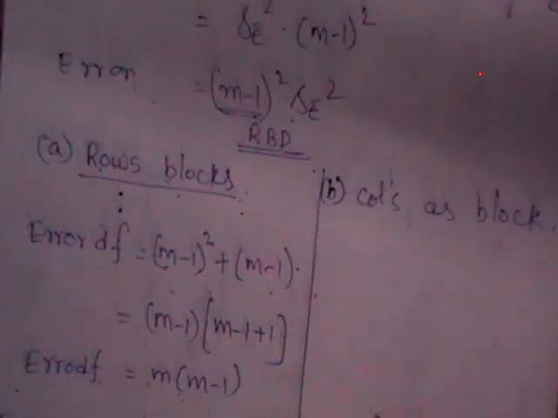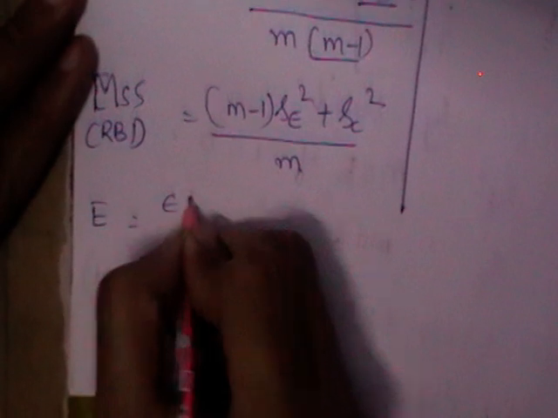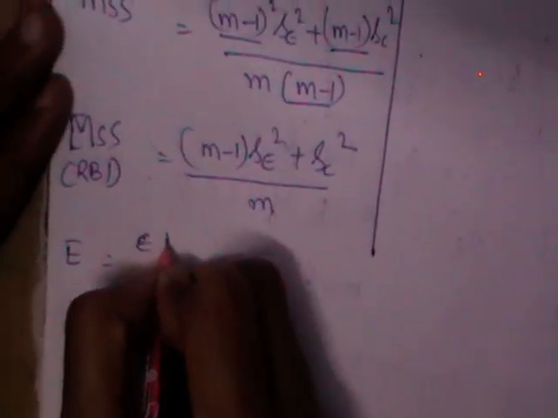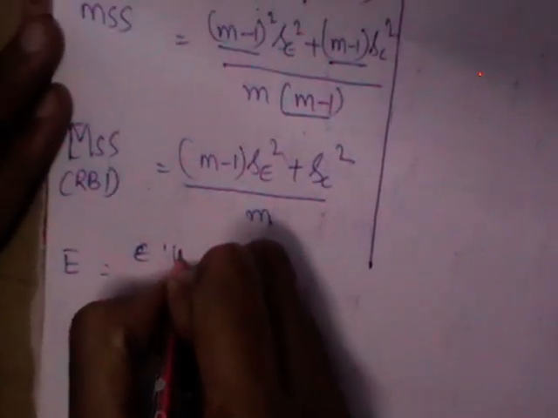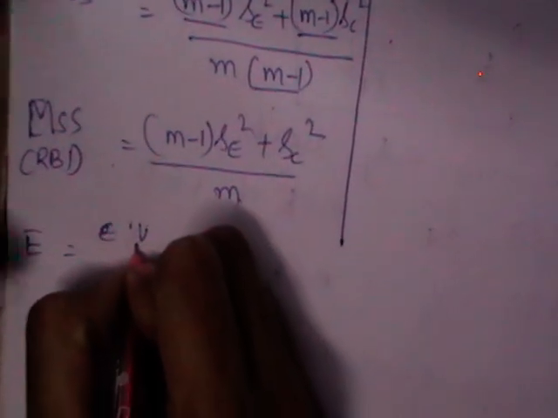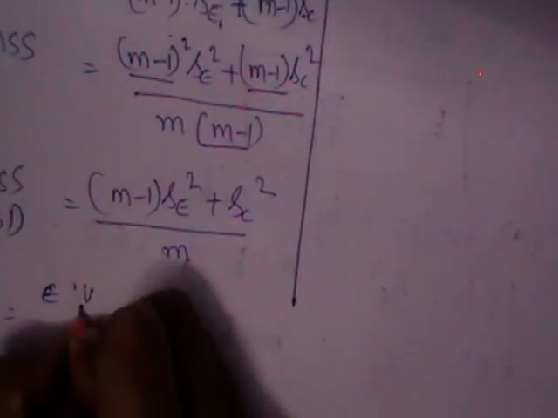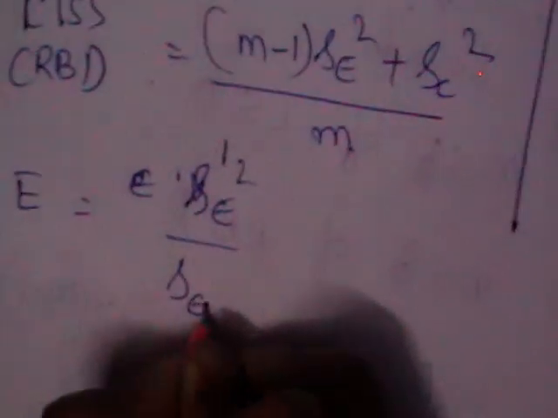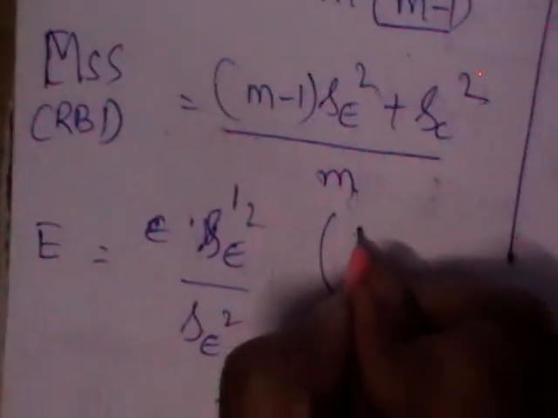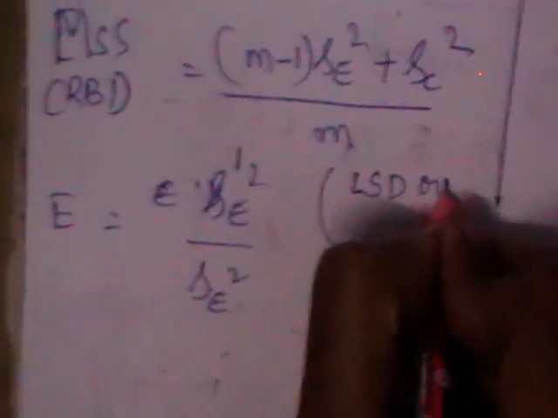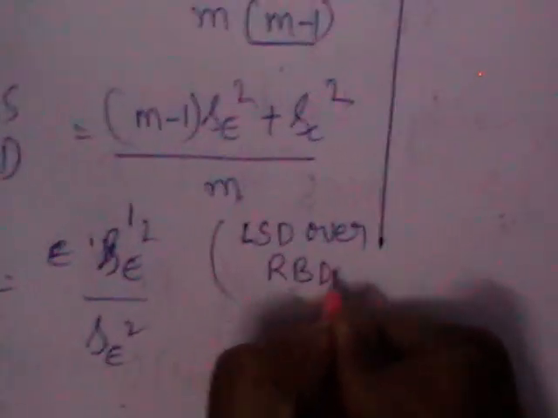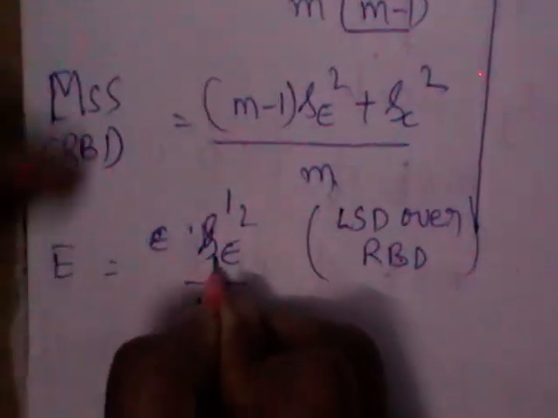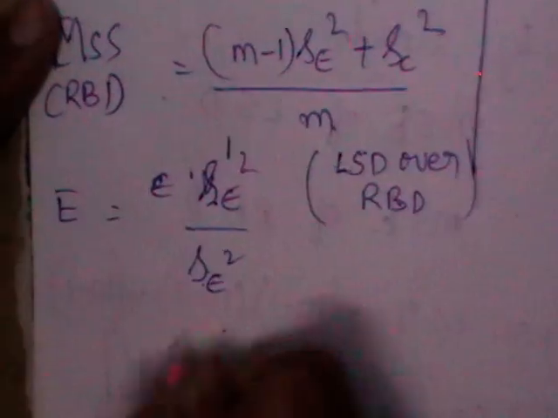As you are considering rows, columns will be added here. Now what will be the efficiency here? Efficiency is nothing but, you need to consider LSD over RBD, which means you should write the mean square error of RBD in the numerator and the mean square error of LSD in the denominator. So you get the RBD mean square error in the numerator and LSD in the denominator.